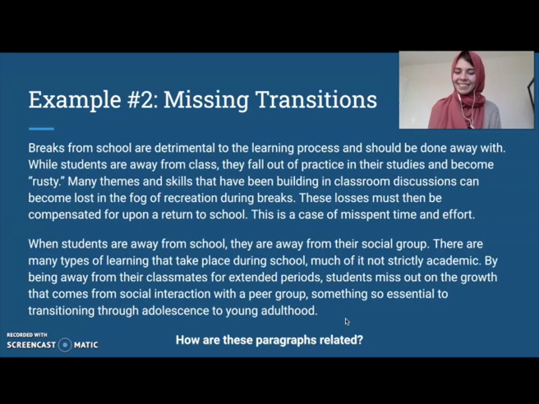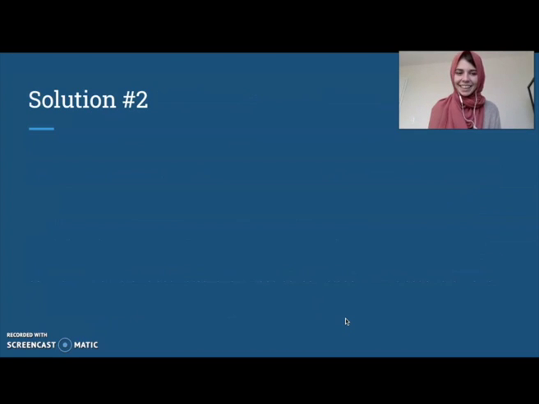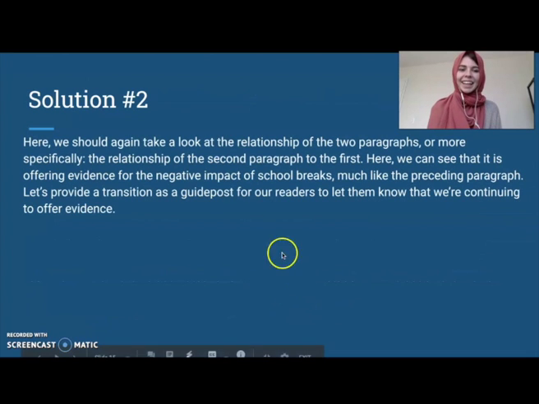Okay, so I hope you had a little bit of time to think about how these paragraphs are related. Here, we should again take a look at the relationship of the two paragraphs, or more specifically, the relationship of the second paragraph to the first. Here we can see that it is offering evidence for the negative impact of school breaks, much like the preceding paragraph, or the one that came before.